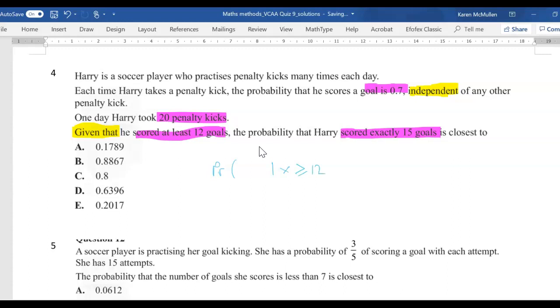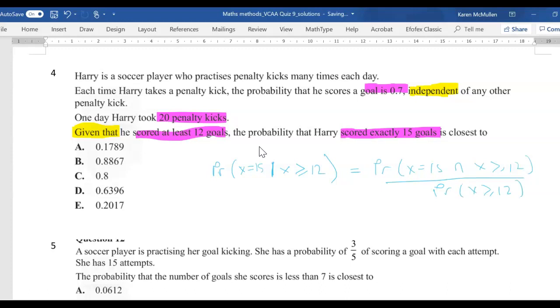All right, so if it helps, you can put the condition in first. So the given that symbol, X is greater than or equal to 12. And we want to know that he scored exactly 15 goals. X is equal to 15. So that is the probability that X is equal to 15. So we want this intersection over the probability that X is greater than or equal to 12.